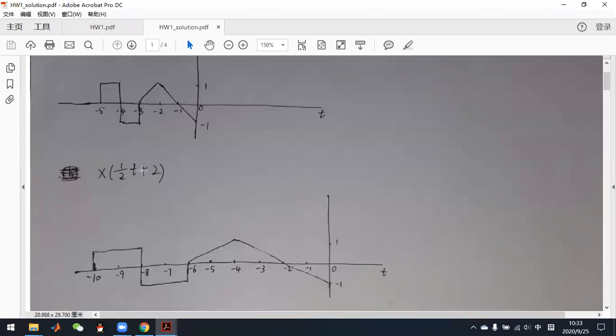And I see that some of you first do the time scaling and then do the time shift. It is okay, but you must pay attention that after you do the time scaling, the amount of units you shift is 4 rather than 2, because you can write 1 over 2 t plus 2 as 1 over 2 times the bracket t plus 4. So after you do the time scaling, you need to shift the x of 1 over 2 t to the left by 4 units. So it is easier to first do the time shift and then do the time scaling and reflection.